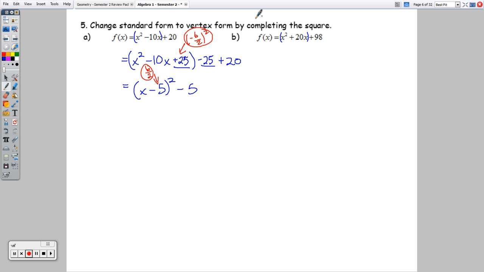So we're trying to change standard form to vertex form. We've done that. We now know the vertex would be the opposite of what you see here, positive 5, and then negative 5 for the y value of the vertex.